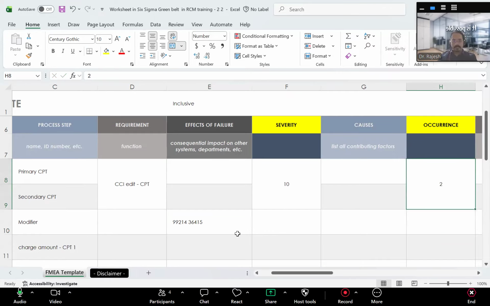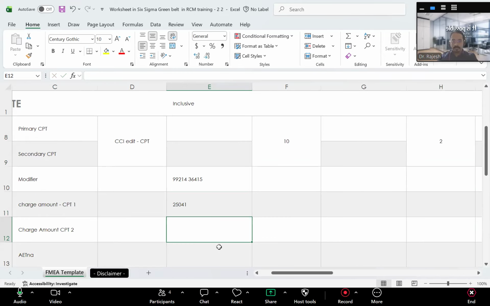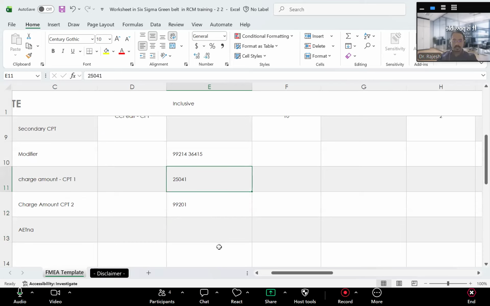For example, if I'm taking this consideration, I am taking 25041, which is my surgery code. Whenever a patient comes to meet the doctor with 99201, most of the diagnosis codes get converted into surgery in this combination. For example, it is a very important combination for me.